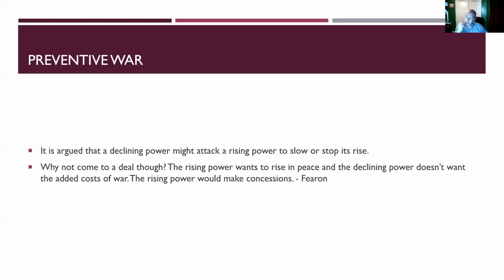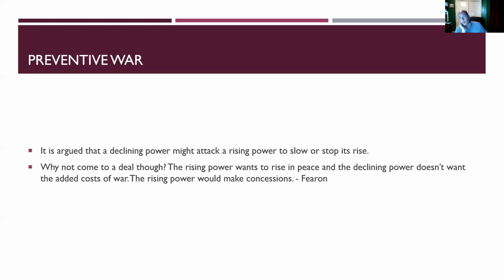Preventive war. It's argued that a declining power might attack a rising power to slow or stop its rise, which I think I explained when I talked about preventive war on the other slide. But imagine, as an example, China on the rise now. At some point, it's going to overtake the United States. The United States might attack China, beat it down now to stop it from challenging them later.